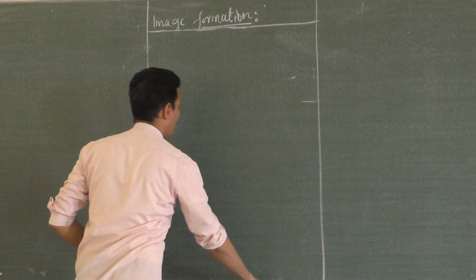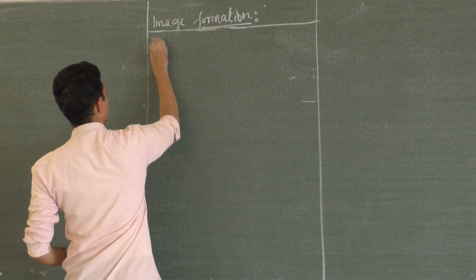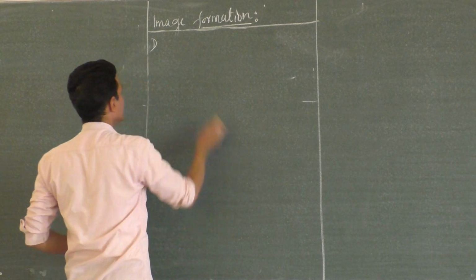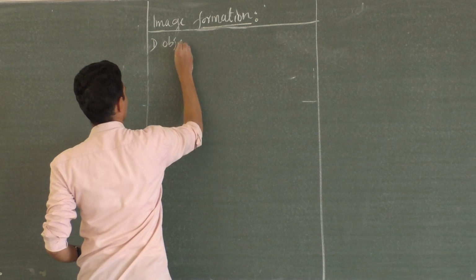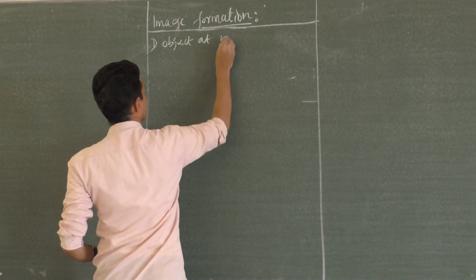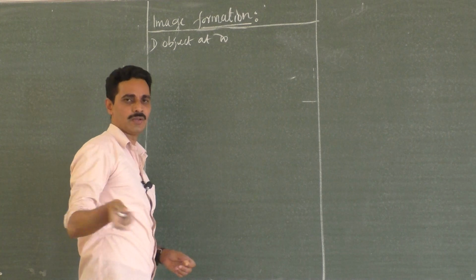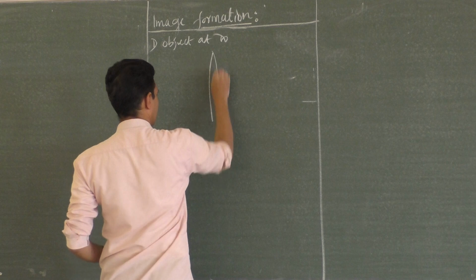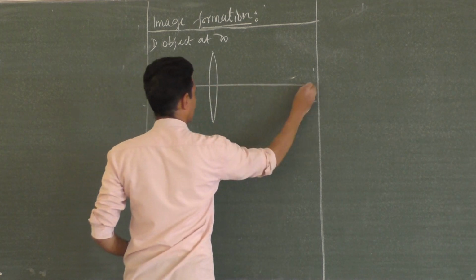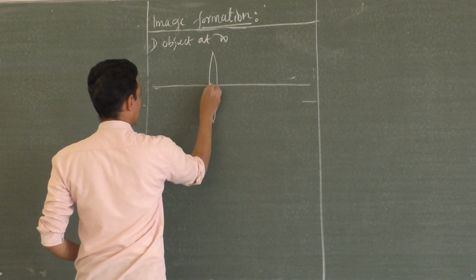So let us take a convex lens first. We will divide the positions. First condition, object at infinity. It's easy to draw that now, since you have already studied concave mirror, so it is very easily understood. Take a convex lens and mark its focus, and it will have two foci.